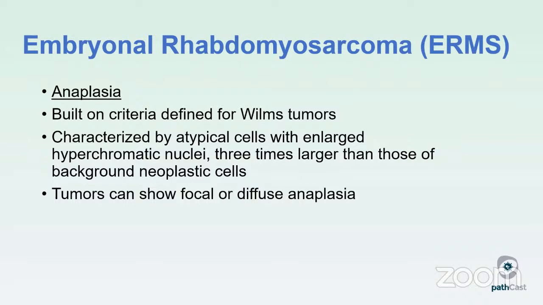Another important concept in embryonal rhabdomyosarcoma is the concept of anaplasia. It's really built on criteria defined for Wilms tumor: atypical cells with enlarged hyperchromatic nuclei three times larger than the background neoplastic cells. It could be focal or diffuse, and it's an important prognostic factor, and currently the synoptics and the staging take that into account.